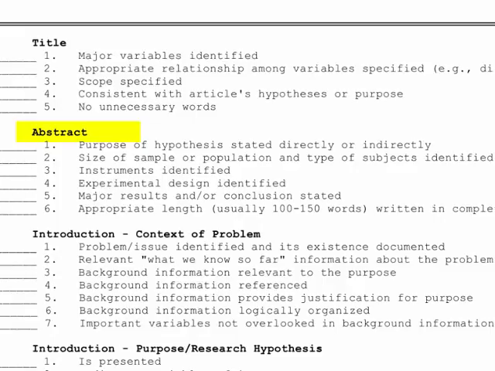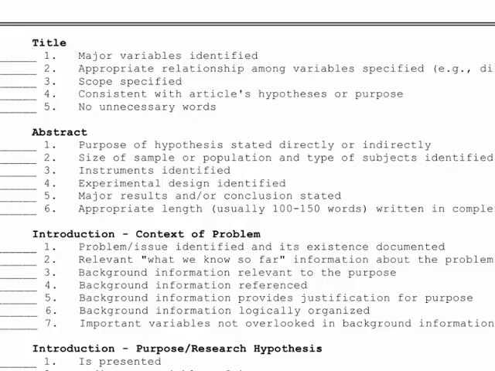Second part of a research report is the abstract. The function of an abstract is to help the reader decide whether to read the article. Everything in the research report should be stated in the abstract. What was the hypothesis, or what were the research questions? You have to spell out the size of the sample.